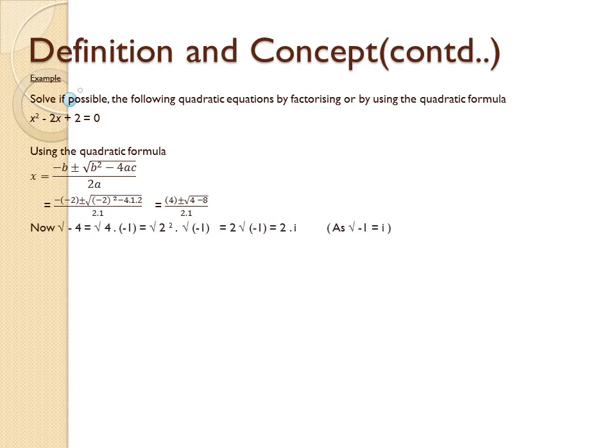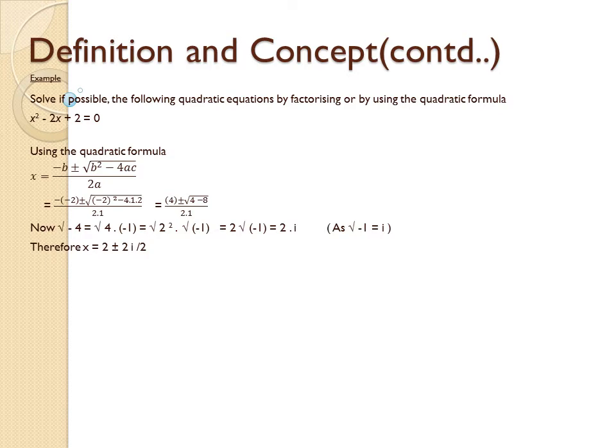So that means the discriminant is coming root over of minus 4. Root over of minus 4 means root over of 4 into minus 1. So that is root over of 2 square into root over of minus 1. So 2 root over minus 1 means 2i, as I have already discussed, the root over of minus 1 equals i.